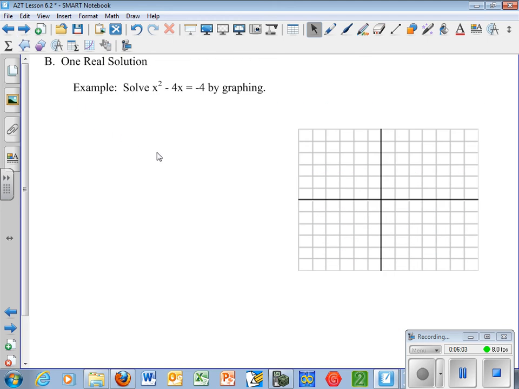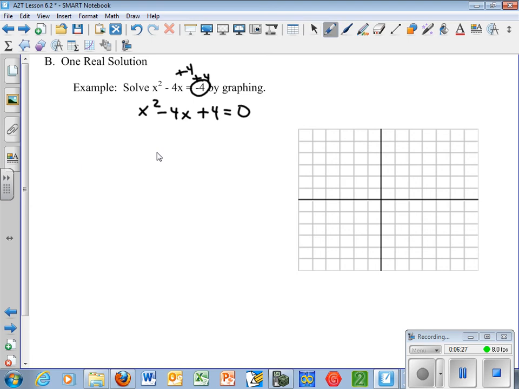Okay, let's take a look at this one. Now, the first thing I want you to notice about this, what's different from the last one, is do you see you have this negative 4 right here? Okay, we've got to get the quadratic set equal to 0 before we make it a function and plug it into y equals. So we are actually going to add 4 to each side. So here's what I'd have.